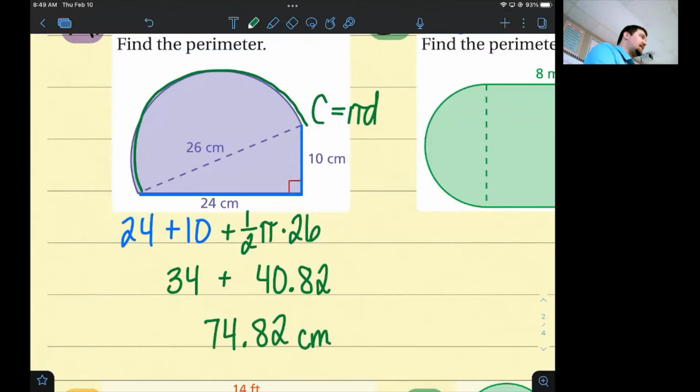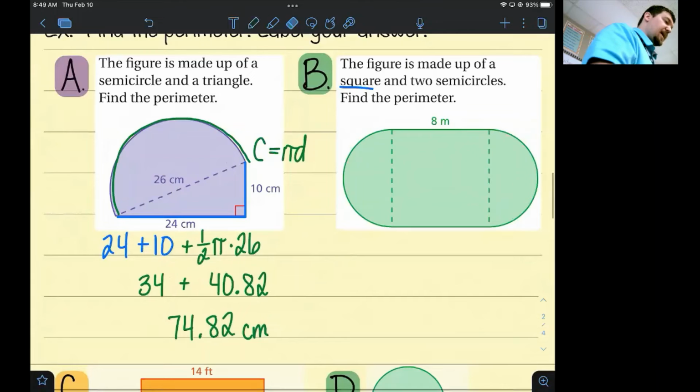Did 26 get added on? No. I used the number 26 to find my half circumference, but I didn't add the 26 because the 26 doesn't go around the shape, it goes through the shape. And we don't want to use those line segments when we're finding our perimeter. We just want to go around the shape. So the 26 was necessary for us to use to find the circumference, but we don't want to add 26 to that answer. We want to leave that as 74.82.